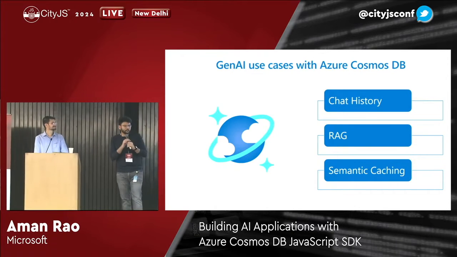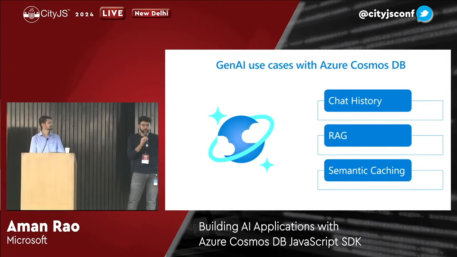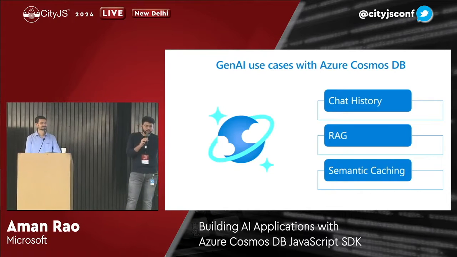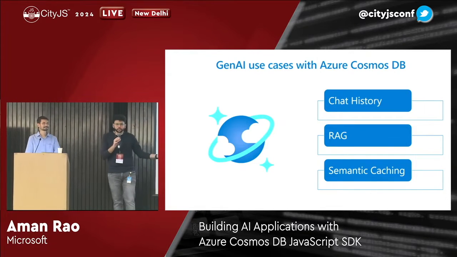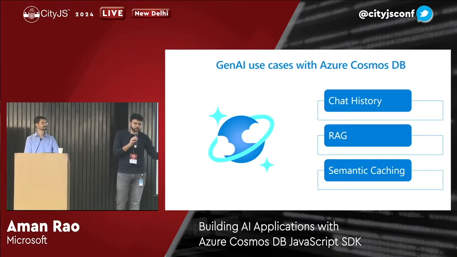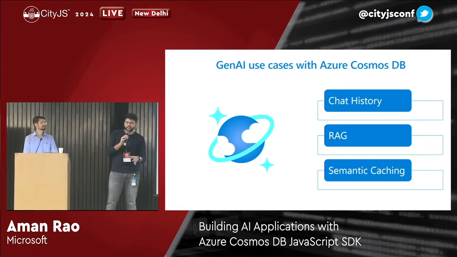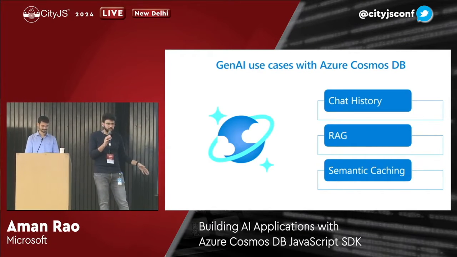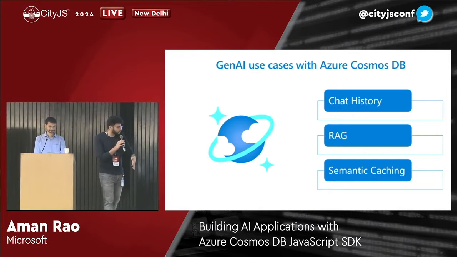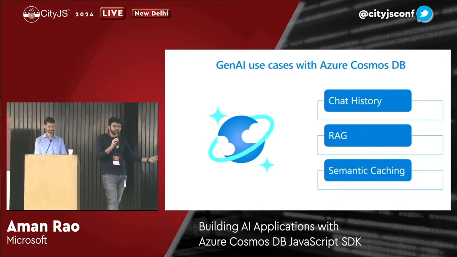You must have seen all your chats on the left side, right? You can go back to a chat and continue the conversation from a particular point onwards. All that conversational context and history is actually stored in Cosmos DB. And OpenAI chose Cosmos DB because of its reliability and its scalability.